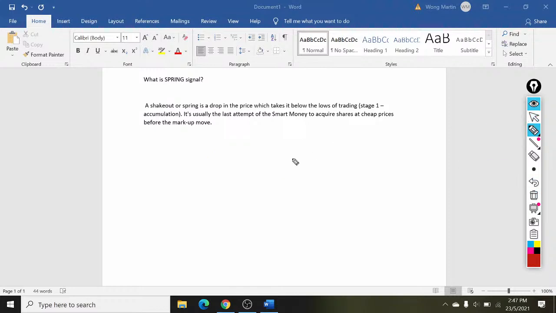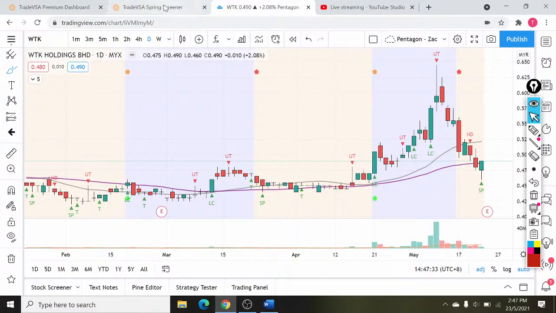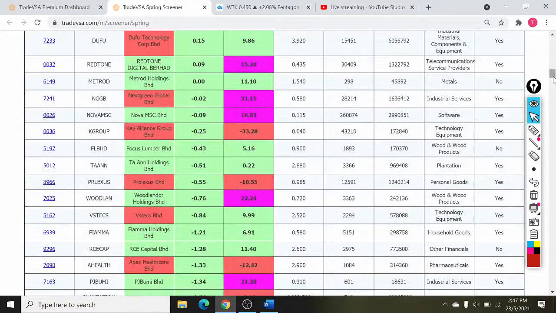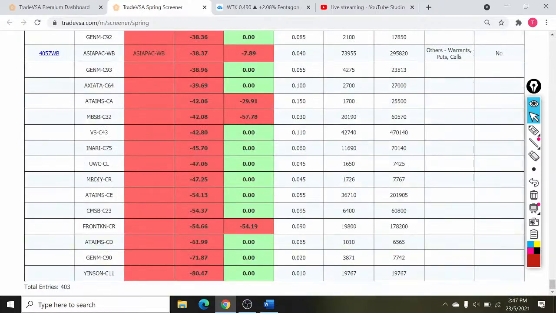Like I said, I like to use spring signals, especially during weak markets. So I will go through the spring screener here. For members, you can go through this screener. Usually I look into this screener during weak markets. If a lot of stocks are listed in this screener, I know there's a higher chance that the market is having a wash, which is a good sign for the overall market.